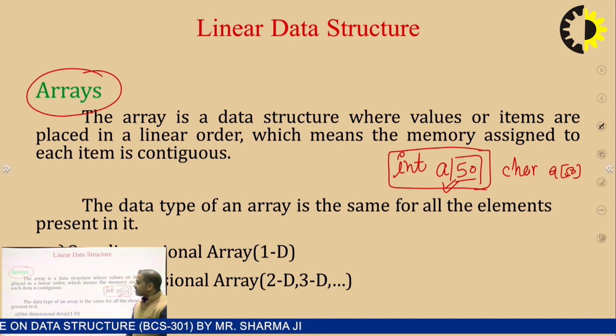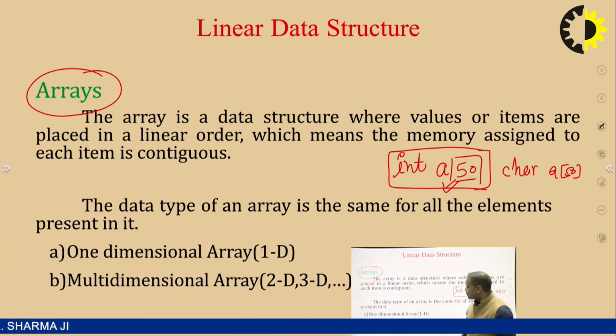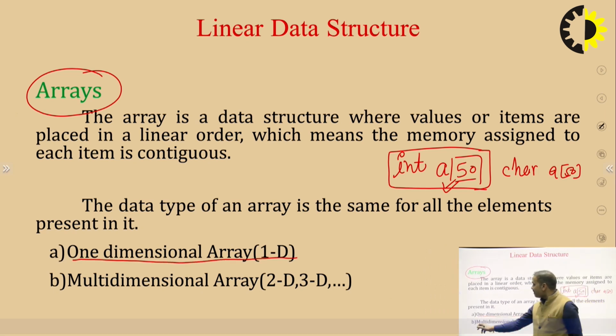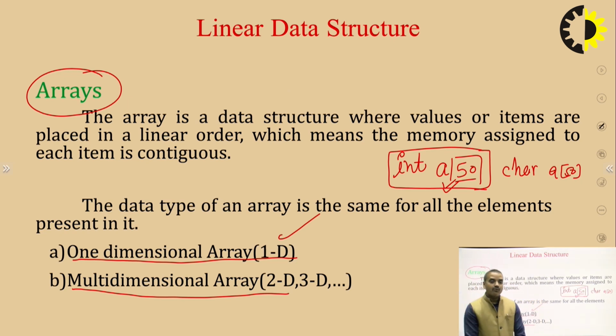The array data structure is classified into 2 categories. The first one is the one-dimensional array and the second one is the multi-dimensional array. A one-dimensional array is called a 1D or linear array, and the multi-dimensional array is also classified into different categories: the 2D array, 3D array, 4-dimensional array or m-dimensional array, etc.